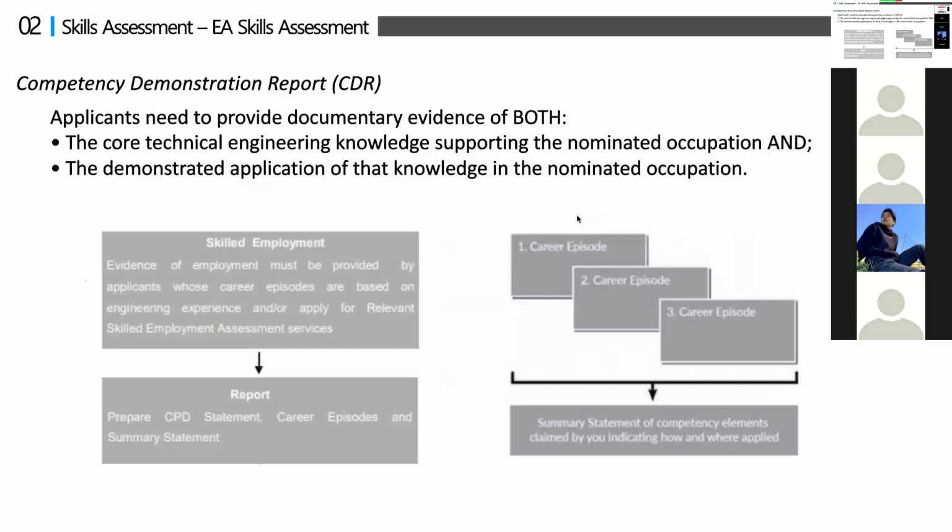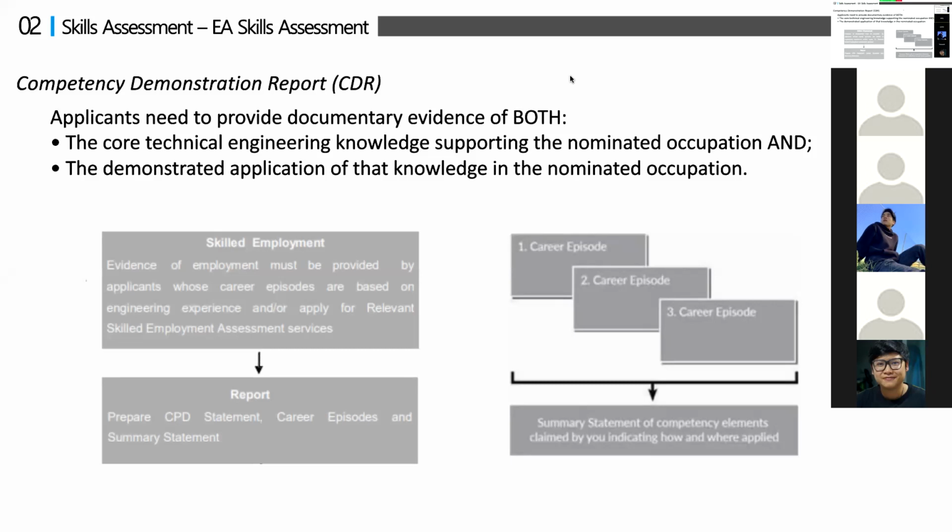The CDR process is based on your qualification and work experience as well. Again, Engineers Australia has already checked everything about the Australian university curriculum. That's why they have their own accredited course list. If your university and your major are on their accredited course list, it's very simple because Engineers Australia has already checked everything. So you can go through the application and you will get a positive outcome.